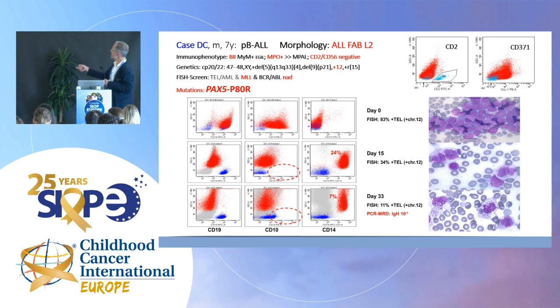This is, for example, another one. This is PAX5 mutation. This is giving a huge, rapid switch. It's a bit different from the DUX4. PAX5 is a more rare situation. But within day 15, you have 24% monocytes like this. Day 0, lymphoblastic situation. Day 15, really monocytic situation. Day 33, staying many. If you do PCR, this will be a high-risk patient.